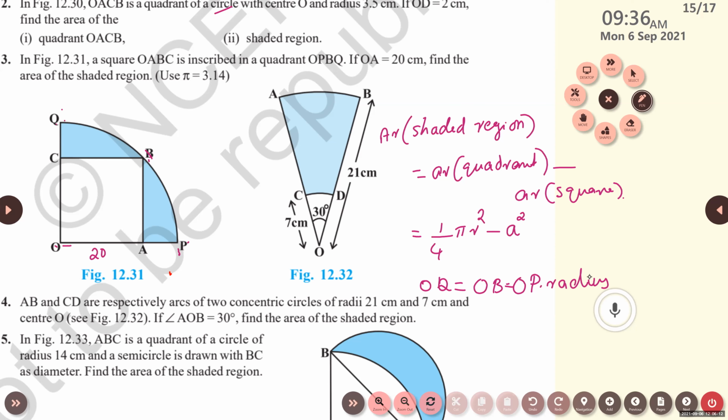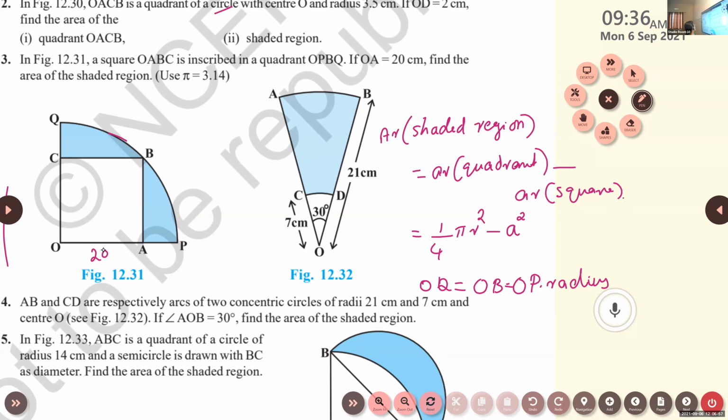Ma'am, 20 divided by 2. 20, what is 20? 20 is this length OA. Look at the figure. OA is 20. Radius is OP. So how 20 divided by 2? This is the sector, so this way the circle will go. So OP is the radius. OA is 20, then how do we find OP?